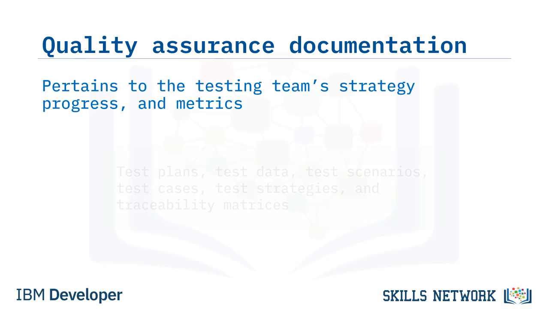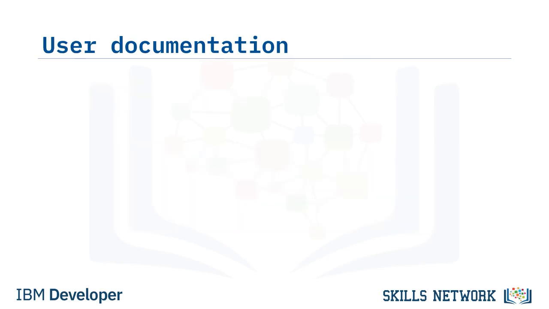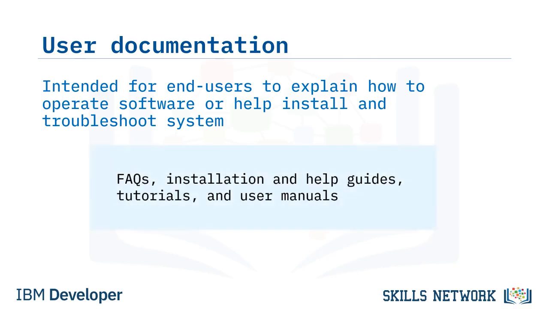Quality assurance documentation includes all documents that pertain to a testing team's strategy, progress, and metrics. Types of test documentation include test plans, test data, test scenarios, test cases, test strategies, and traceability matrices. Traceability matrices map test cases to their requirements. User documentation is intended for end users and explains how to operate the software or helps them to install or troubleshoot the system. End user documentation includes frequently asked questions, installation and help guides, tutorials, and user manuals.